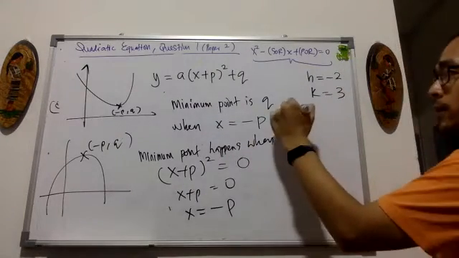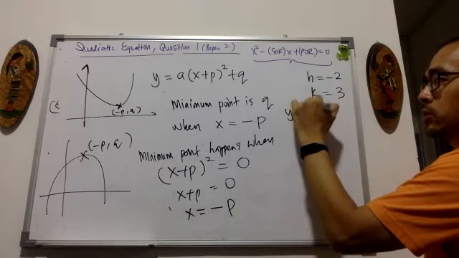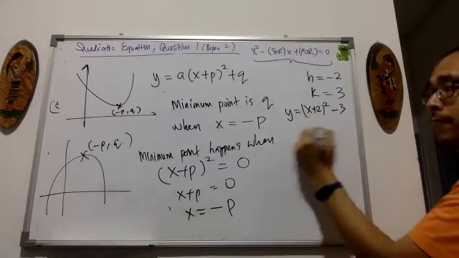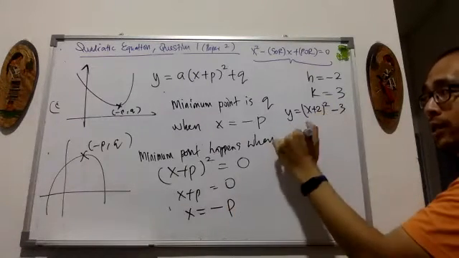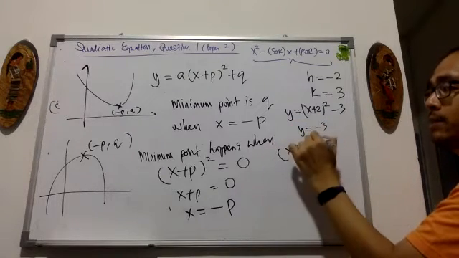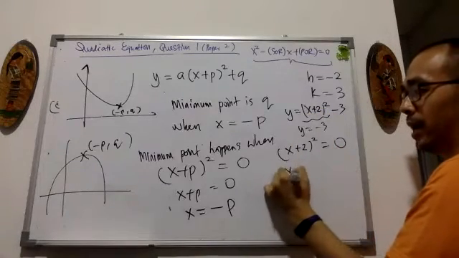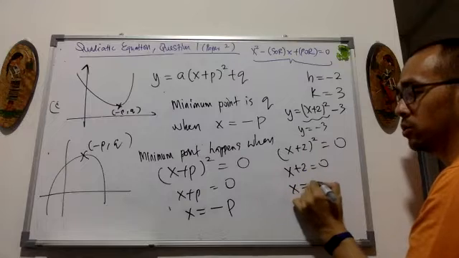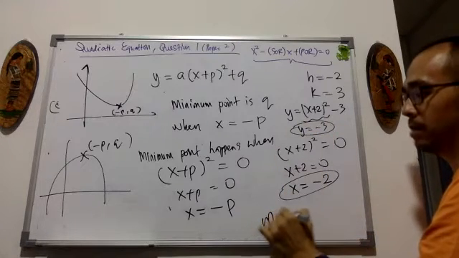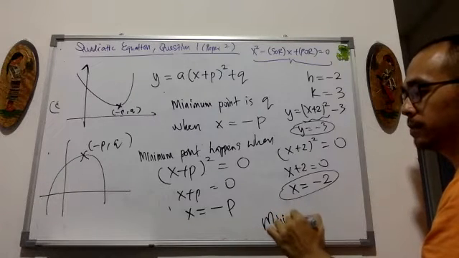So let's say I give you y equals to x plus 2 squared minus 3. The minimum point's y coordinate is minus 3. In order for me to find the x coordinate, it happens only when x plus 2 equals to 0. This whole thing is equals to 0. Then x plus 2 equals to 0, so x is equal to minus 2. X is minus 2, y is minus 3, so the maximum point is, oh sorry, this is the minimum point.